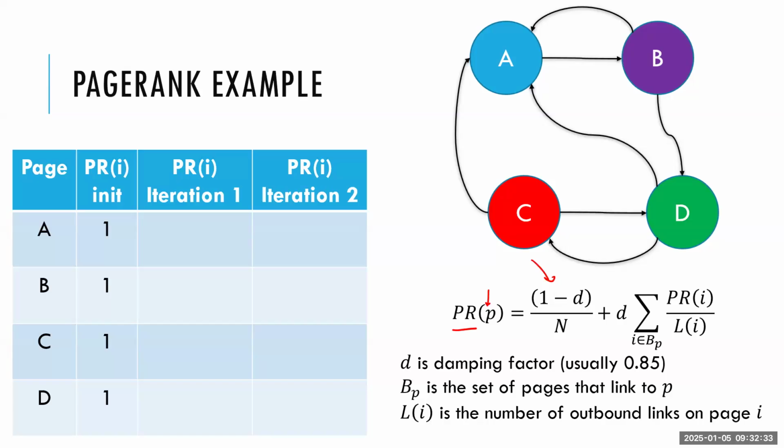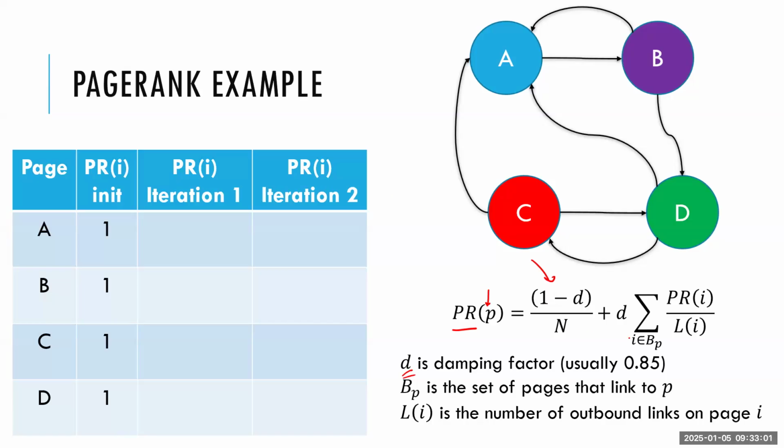So 1 minus D over N. So what is 1 minus D over N? Right now, D is the damping factor, right? So what is the damping factor? The damping factor is the percentage of how much of the score you are willing to distribute to the neighbor.